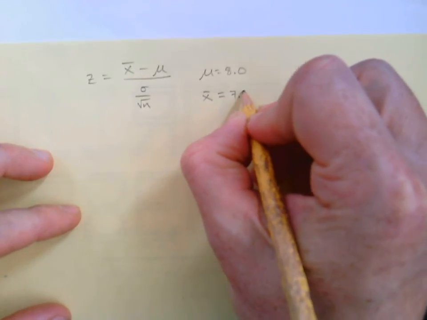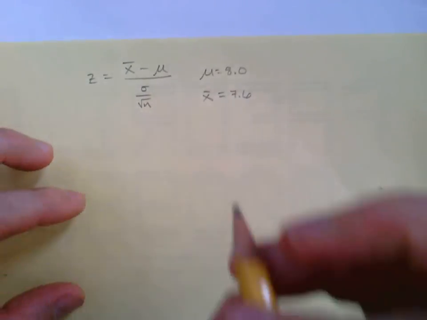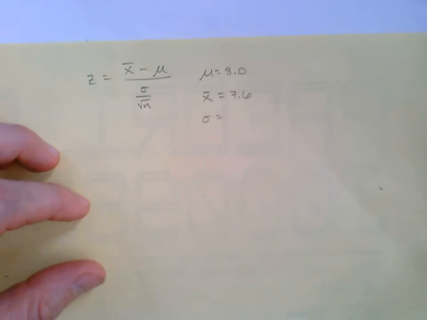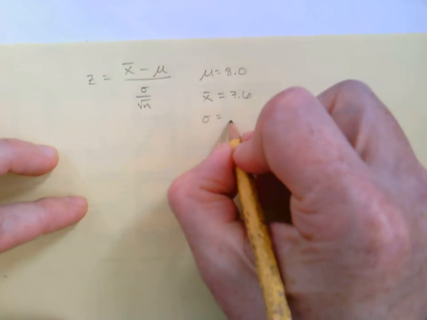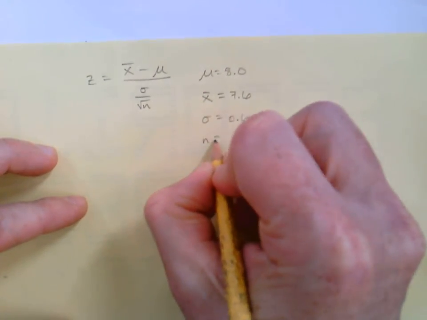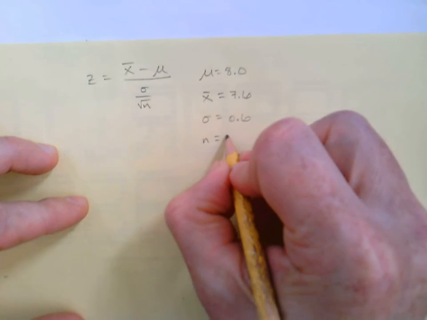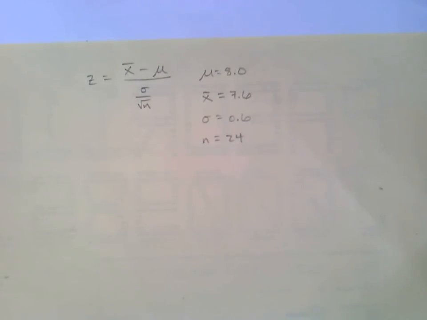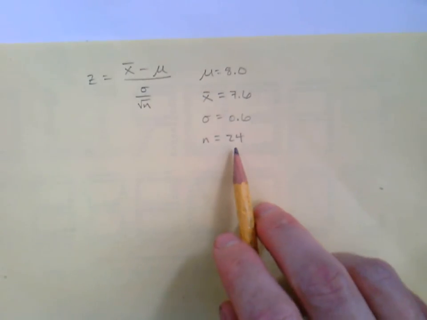X bar is the sample average, right? And they said the sample average was 7.6. They told us the population standard deviation is 0.6, and they told us n, the sample size, is 24. So we'll plug all these in.